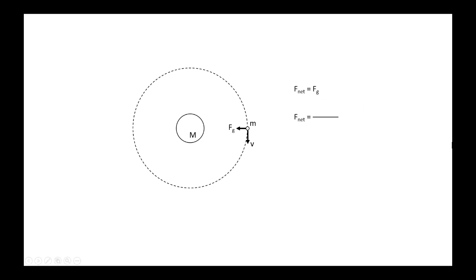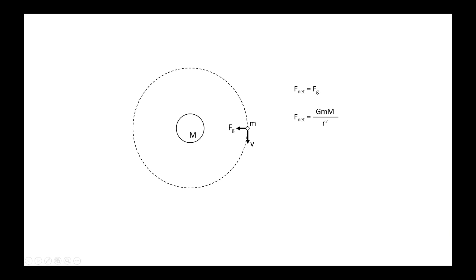But we know that Fg is equal to big G times the product of the masses divided by the square of their separation distance. So r is the distance from the center of big M to the center of little m. And I'm going to draw it over here so that my diagram doesn't get too complicated.